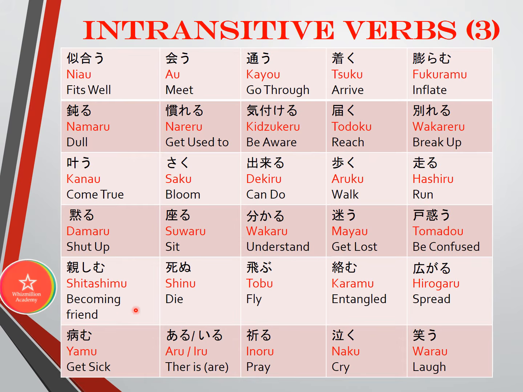Becoming friends, shitashimu. Tobu, fly. Karamu, entangle. Hirogaru, spread. Yamu, get sick. There is or there are, aru, iru. Pray, inoru. Cry, naku. Laugh, warau. These are conditions. So these are all the intransitive verbs that we bring together for you to remember, so you can always recall them before you take the N4 exams.